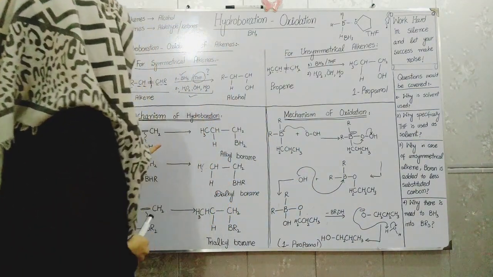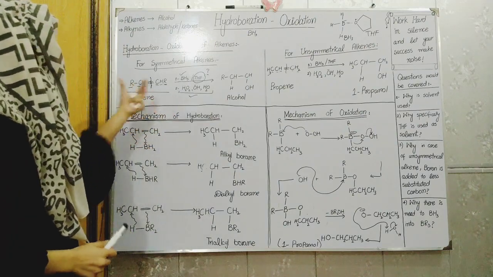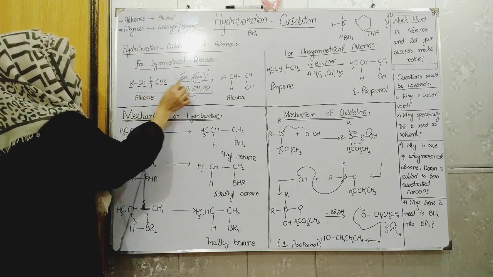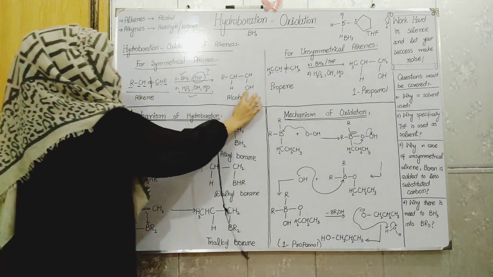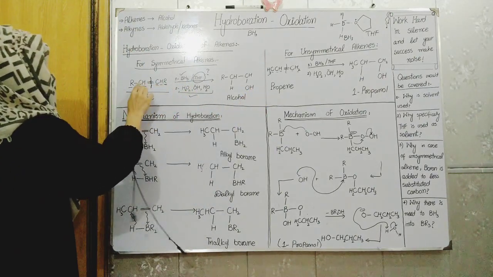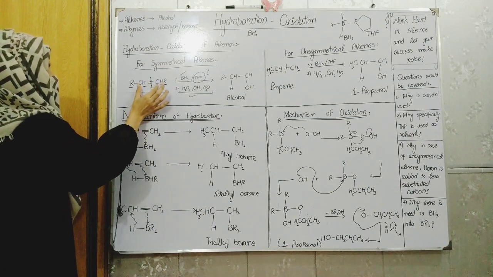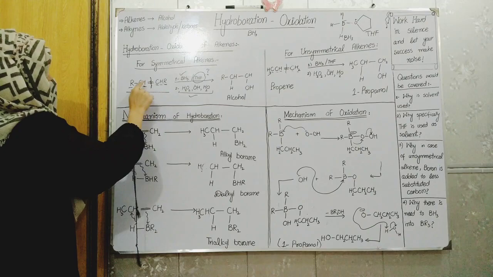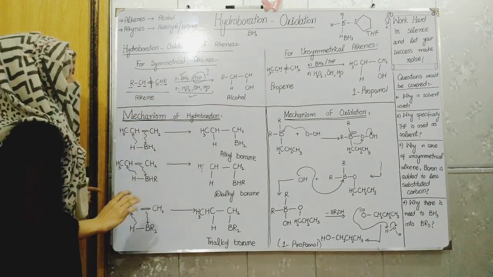In the case of symmetrical alkene, there is no choice as to which carbon the boron or the alcohol OH group adds on, because both carbons are the same, so the alcohol will add either to this carbon or this carbon.